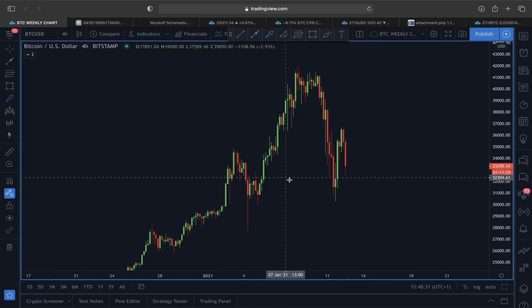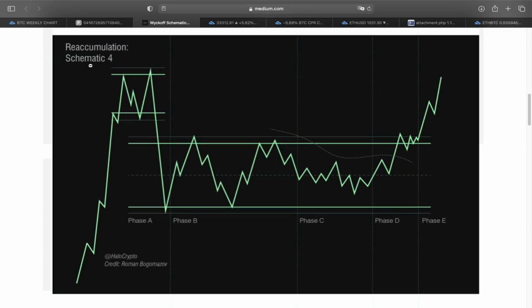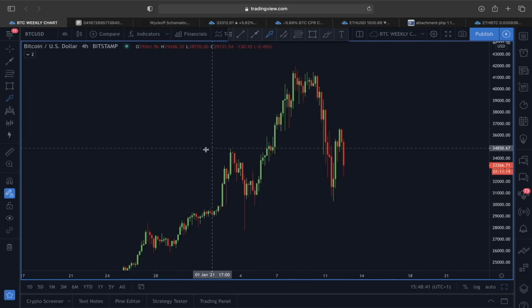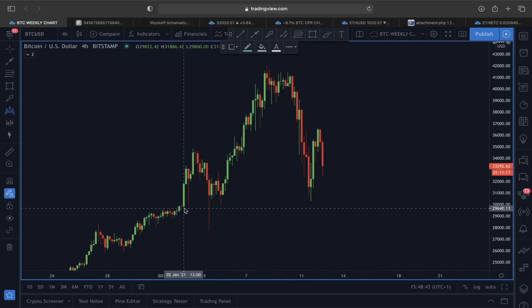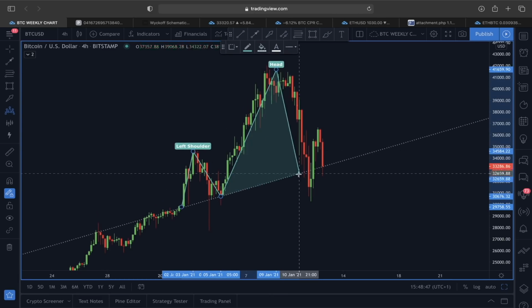And not only this one scenario. Yesterday I also forgot to mention, I showed you guys this reaccumulation phase from Wyckoff, which was also a very important chart to look at. But along with that, we had another bearish scenario that was unfolding, and I completely forgot to show it to you, and that was this head and shoulders pattern.